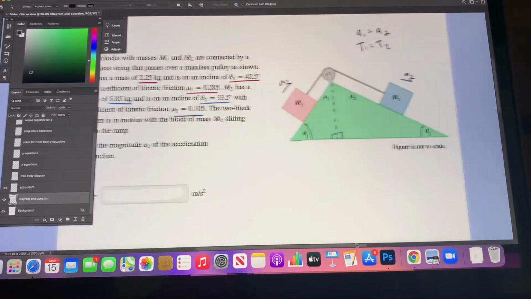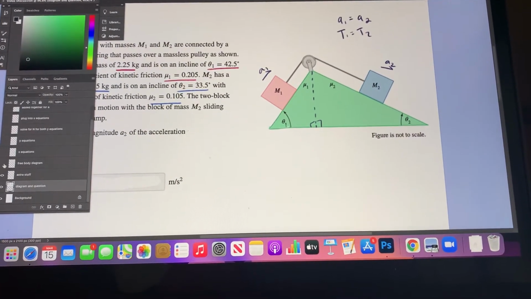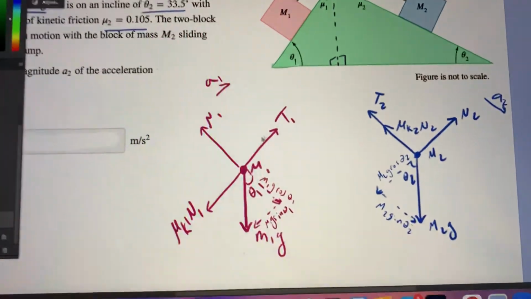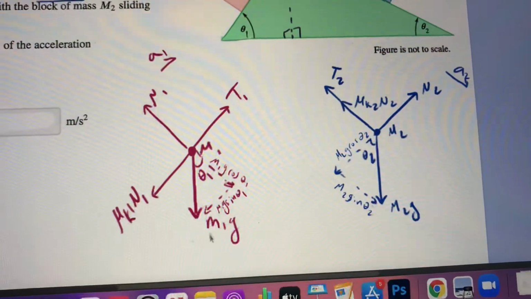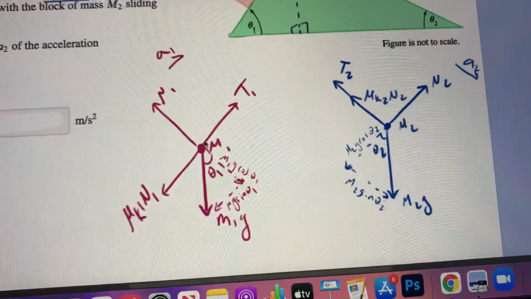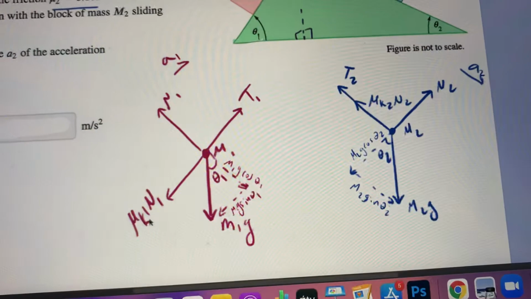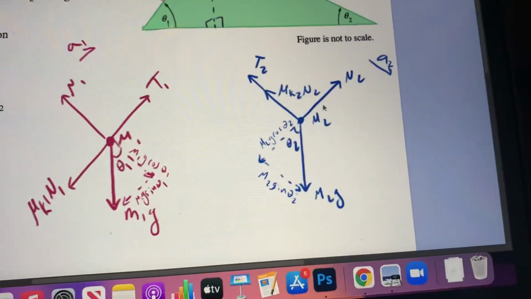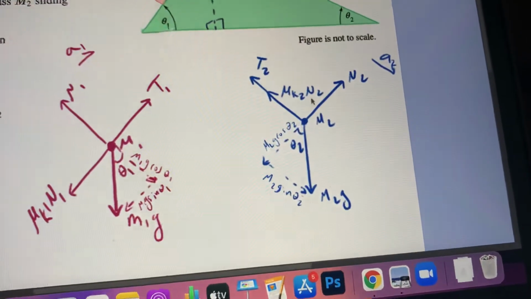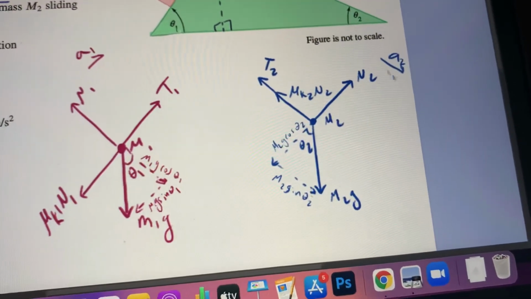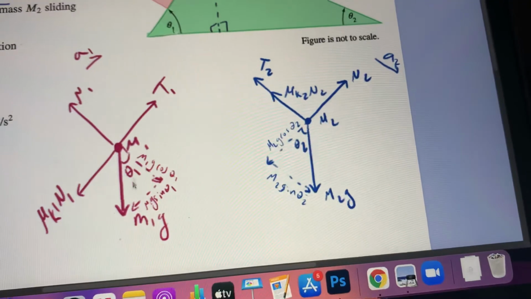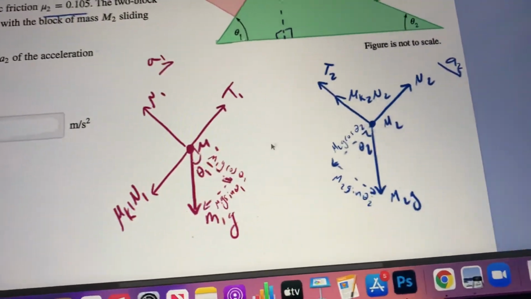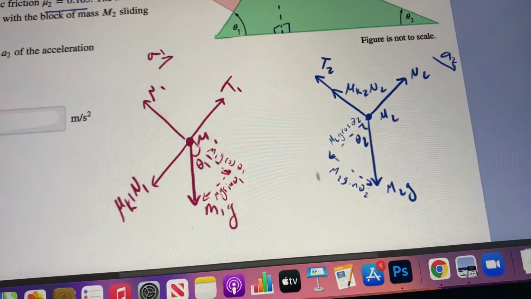So next I would make the free body diagrams for the two masses. So here for mass 1 we have the tension, the normal force, and then the weight, and then friction and acceleration going in this direction. And for mass 2 we have the normal force, friction, tension, and the weight and acceleration going in this direction. And then the weight isn't along any of the two planes for these masses, so it's broken down into its x and y components.